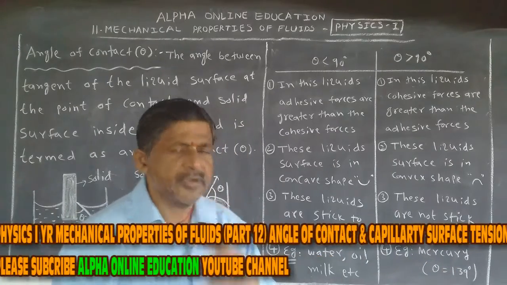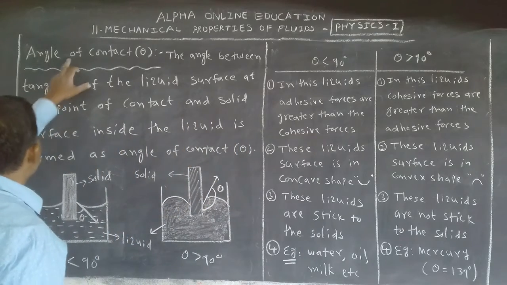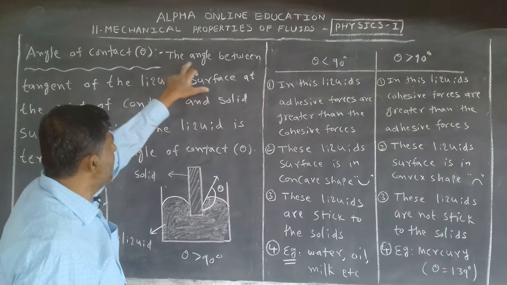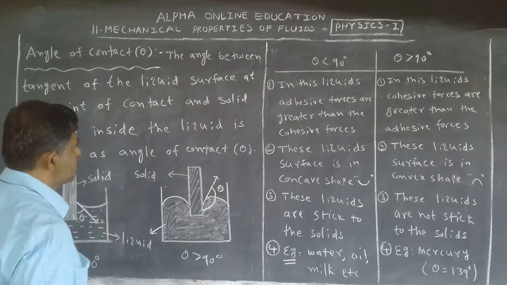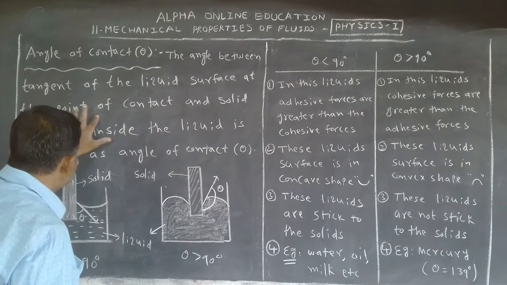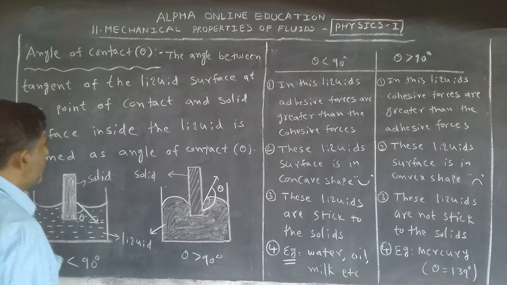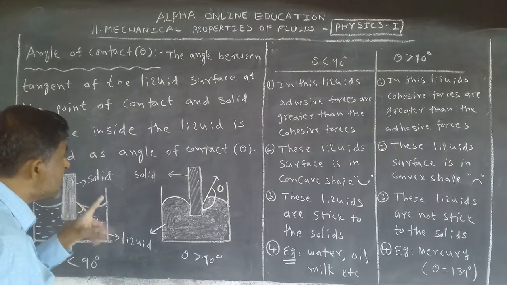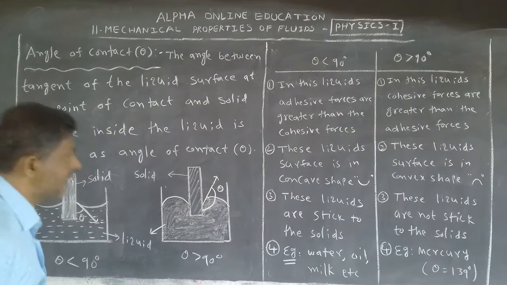This is a very important question for 2 marks in this chapter. Now what is that one? Angle of contact, denoted by theta. Now what is the definition? The angle between the tangent of the liquid surface at the point of contact and the solid surface, inside the liquid, is termed as the angle of contact.